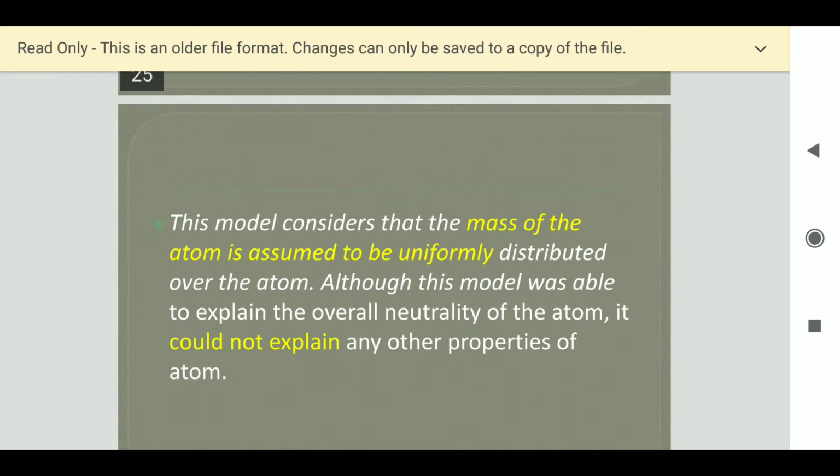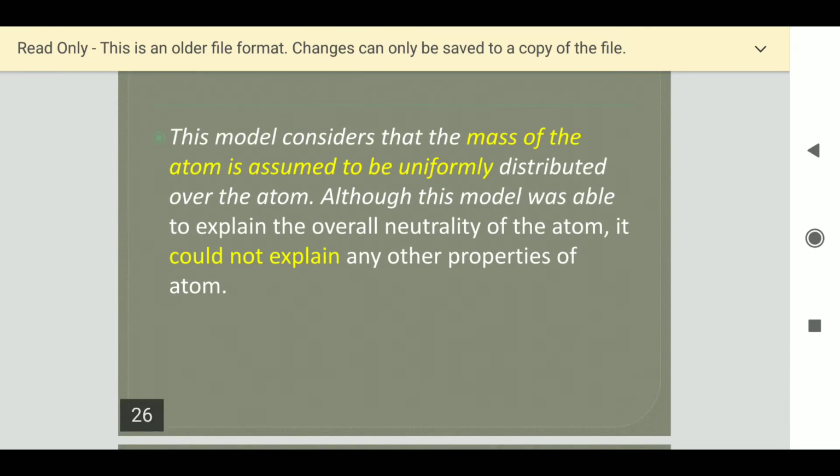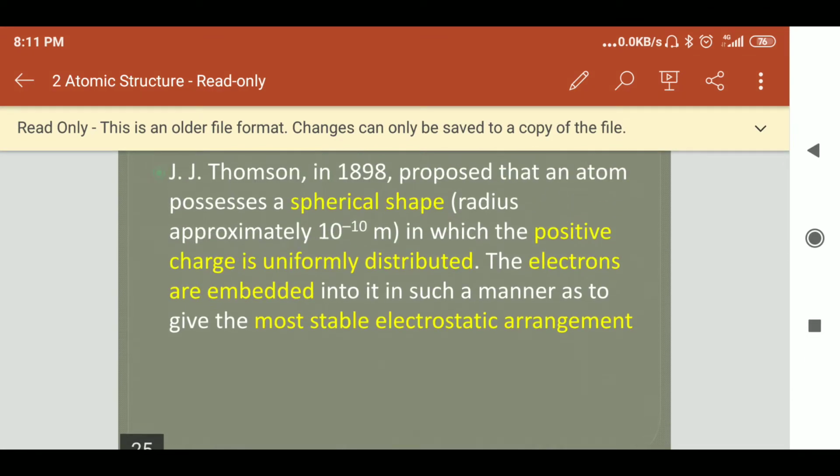So this model considered that the mass of the atom is assumed to be uniformly distributed over the atom. Although this model was able to explain the overall neutrality of the atom, it could not explain any other properties. So basically what J.J. Thomson told was that there is a plum over which there are negative particles. He proposed this spherical structure of an atom in which a positive charge is uniformly distributed and the electrons are embedded.